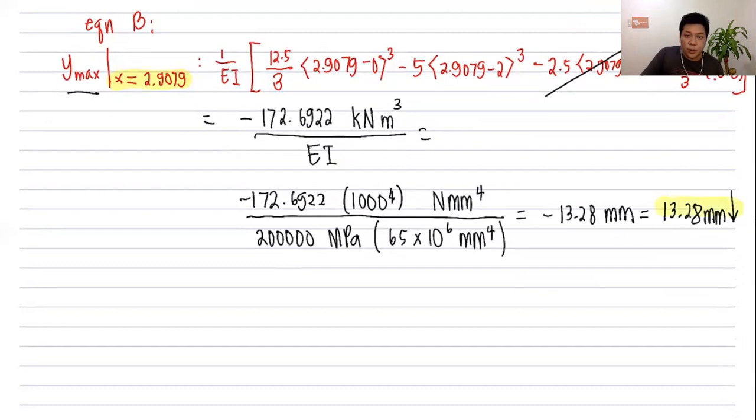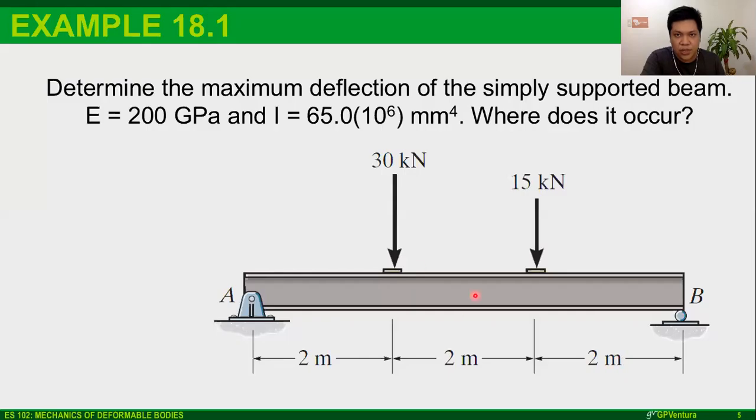Are there any questions? Okay. So that is example 18.1. That is how to determine the maximum deflection once we are given a simply supported beam, or how to locate the maximum deflection where dy over dx is equal to 0.